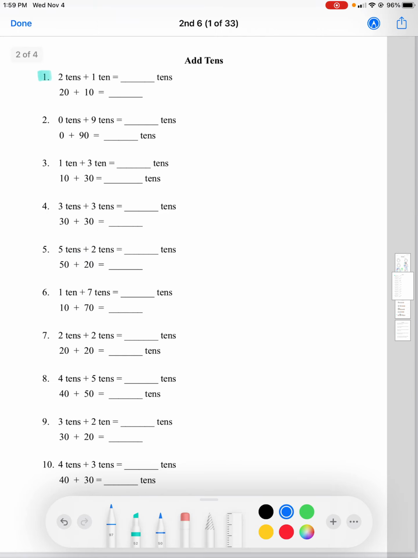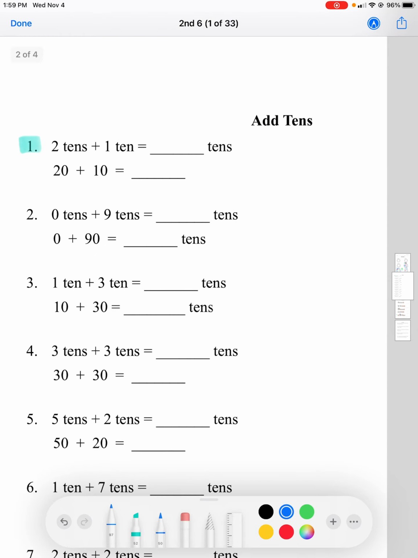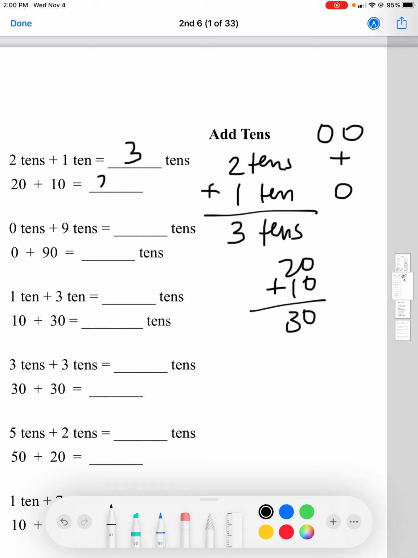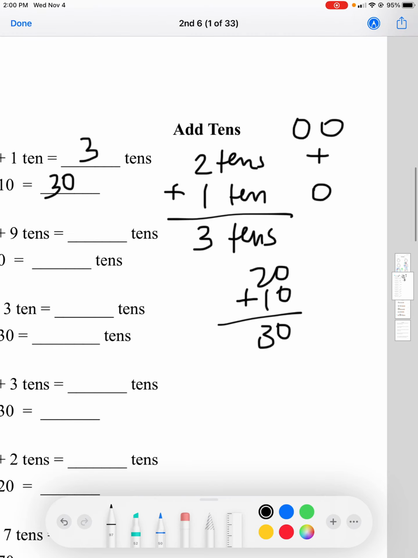Now our next page is adding tens. So our first question says 2 tens plus 1 ten equals blank tens. And then we have 20 plus 10 equals blank. So 2 tens plus 1 ten. 2 plus 1 equals 3, right? If you have 2 of something and you have 1 of something, let's say this is 1 ten, this is another ten, we're adding it to this ten. If you count it, it's 1, 2, 3. So you have 3 tens. And this is basically the same thing as adding 20 plus 10, which equals 30. So if you have 1 ten, it'd be 10, 2 tens is 20, 3 tens is 30, and so on.